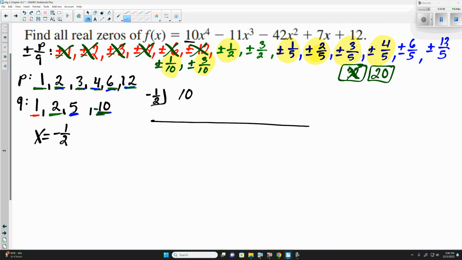Now we're going to apply it to our polynomial expression, and we're going to do synthetic division to reduce the degree from 4 to 3. If we can find another one, we can reduce it from 3 to 2 and solve the following quadratic. Now our negative 1/2 times 10 is negative 5. Negative 11 plus negative 5 is negative 16.